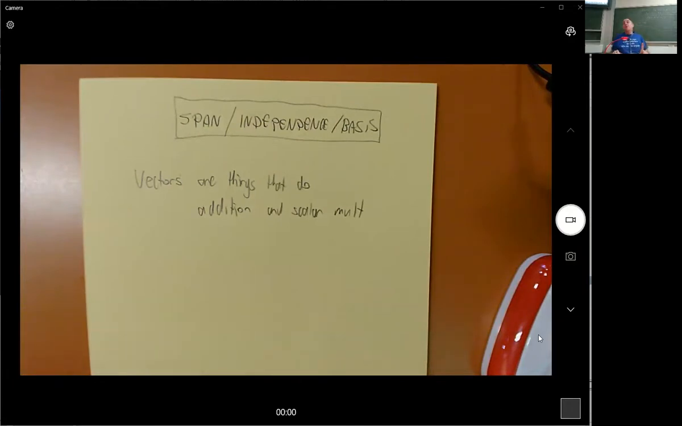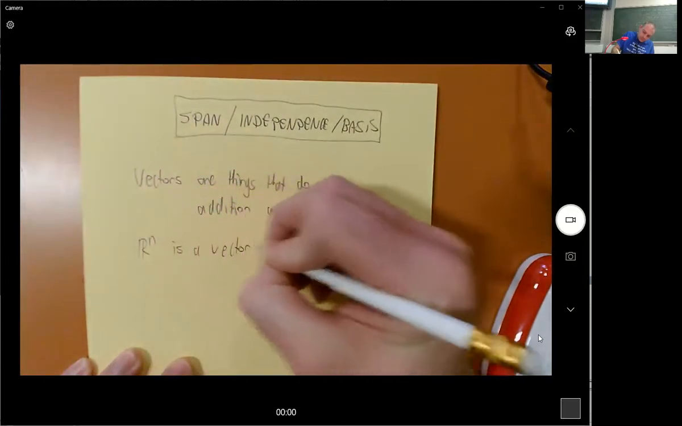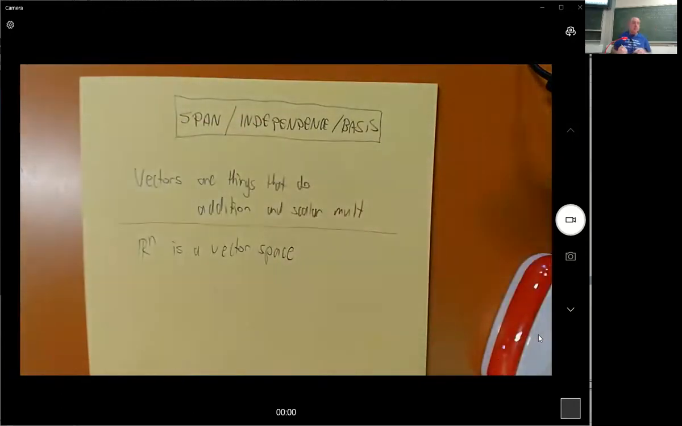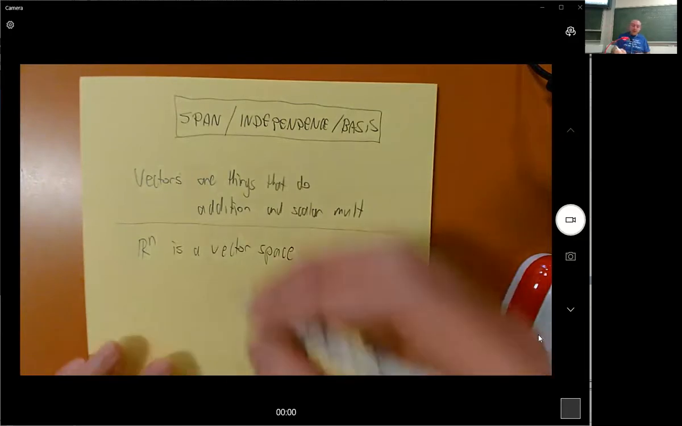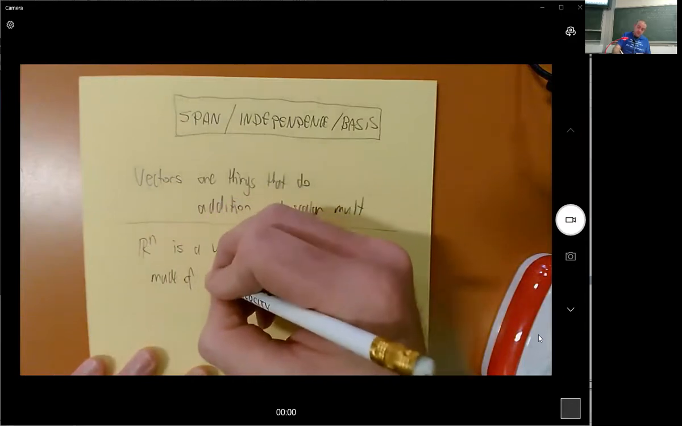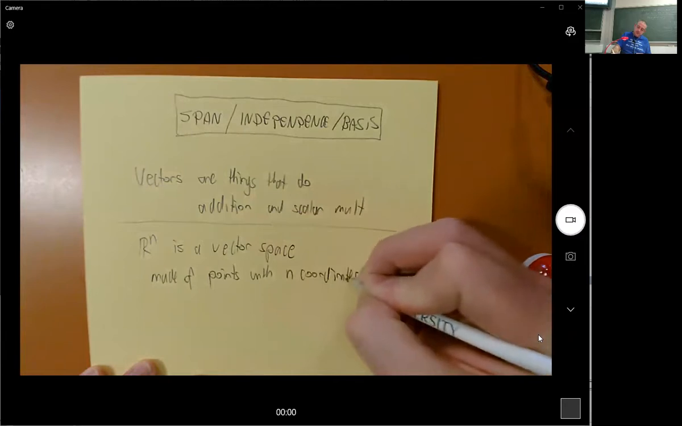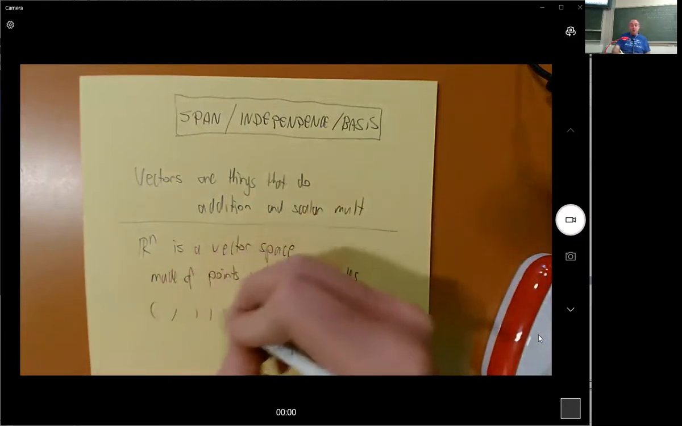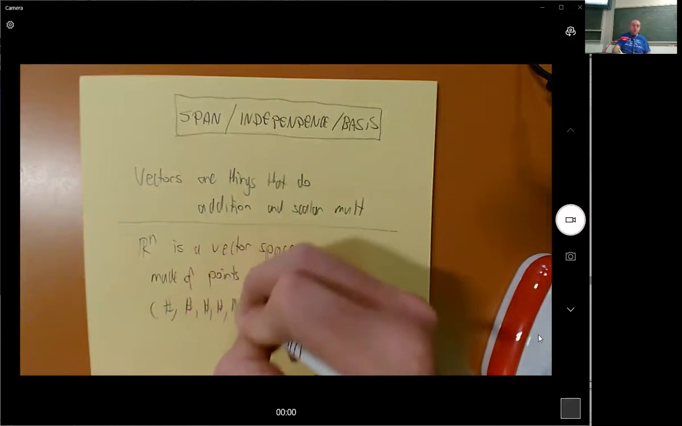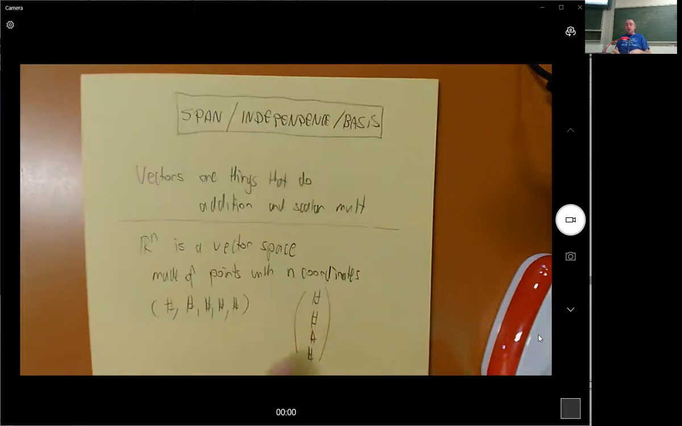And in Maths 1A, the only vectors you look at are points in Rn. So Rn is called a vector space, which means it's made of things that all together I can do scalar multiplication and addition. And it's a vector space made of things with n coordinates. I'm going to call them points, with n coordinates. And you're allowed to write them as rows, or you're allowed to write them as columns. When they're interacting with matrices, we almost always write them as columns, usually.